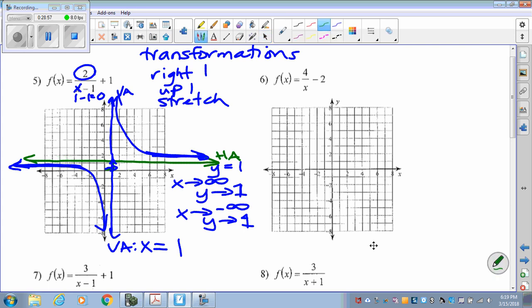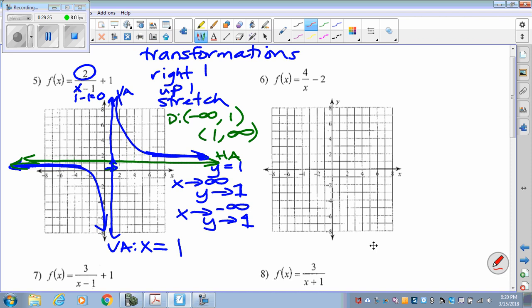So if I'm looking at my domain, I'm going to write the domain here. Well, the domain, all my x values, I go from negative infinity, because it goes forever to the left. But when I hit 1, there's trouble. When x equals 1, it's not included. But then it picks up again at 1 and goes to positive infinity. So that's my domain, looking at the axis.